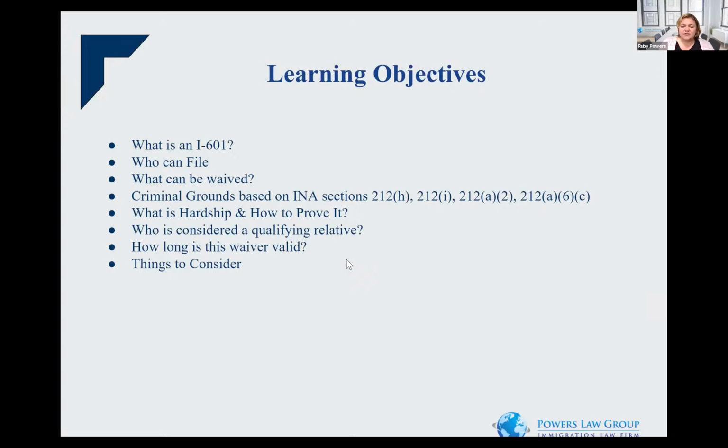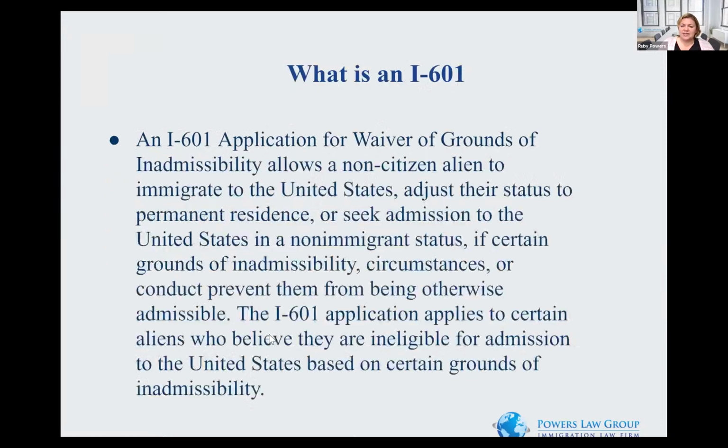And not all attorneys and firms have a lot of experience or do as many on a regular basis. So when you're looking for a firm, you want to make sure that they have experience with a similar case, and that they're competent and skilled to succeed in your type of case. So the I-601 is a form, and we're going to go over who can file, what can be waived, criminal grounds, what is the hardship, how to prove who's a qualifying relative, and how long is the waiver valid for, and other things to consider.